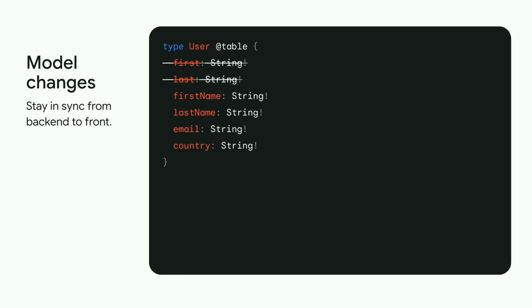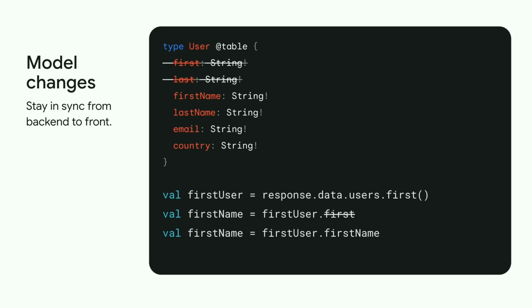So we change first to first name and last to last name. Now, Data Connect behind the scenes performs a database migration on Postgres so that column names match with my data model here. It also updates a new API server, and it generates a new SDK. So if we import that SDK into Android Studio, it can show us that this first property no longer exists, that we need to use first name now.